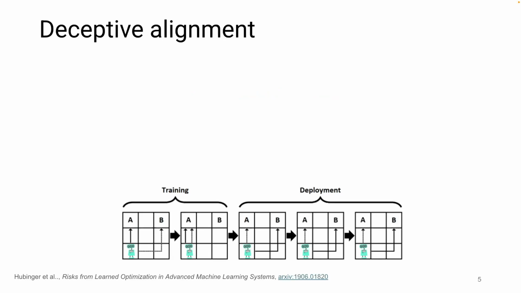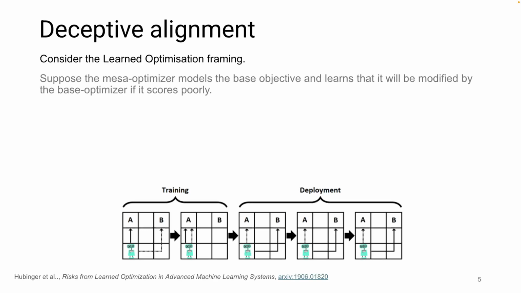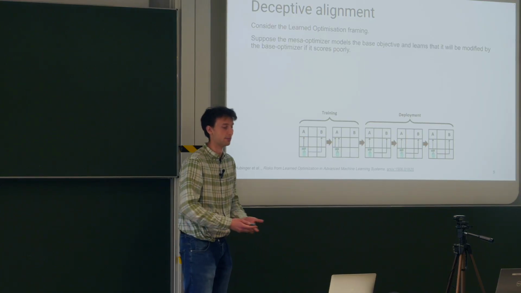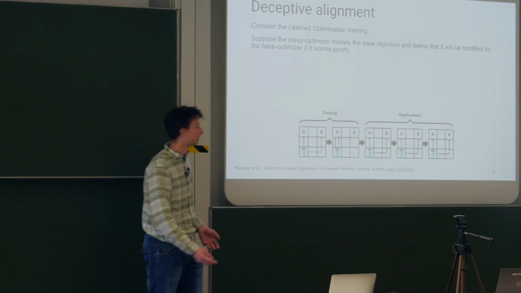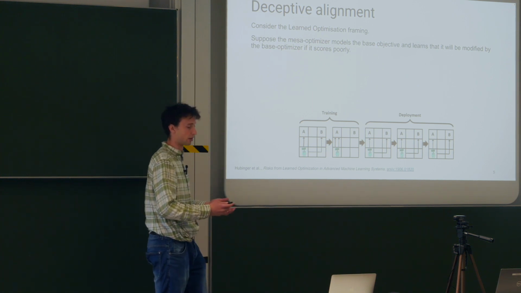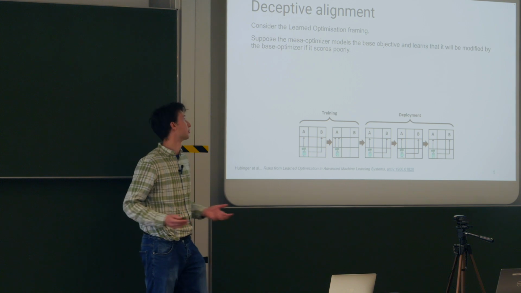So to start with, I'll give a quick definition for deceptive alignment. I'll come back to this image at the end of the slide. Let's work within the learned optimization framing from a couple of lectures ago, where you have a base optimizer, which is trying to get a mesa optimizer to learn some good goal, some good objective. Now let's suppose that the mesa optimizer is good at modeling the base objective and learns that it will be modified by the base optimizer if it scores poorly. That's baked in, since the base optimizer is designed to modify the mesa optimizer if it scores poorly. The surprising and weird thing in this setting would be that the mesa optimizer will know what's going on and know that it will be modified.